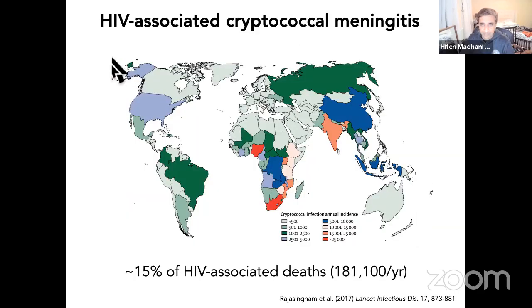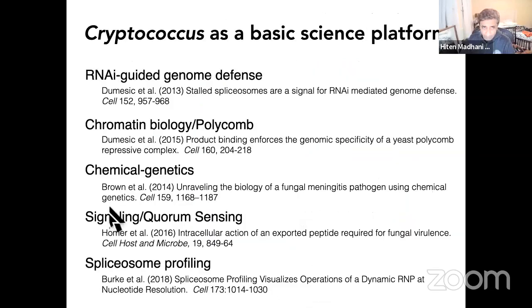So as a result of this, Cryptococcus causes about 15% of HIV deaths annually, about 181,000 deaths per year, spread worldwide, but of course concentrated in countries that have the highest rate of HIV positivity, and also the weakest systems in place for treatment. Okay, so I'm going to talk about not Cryptococcus as a pathogen, but as a basic science platform.